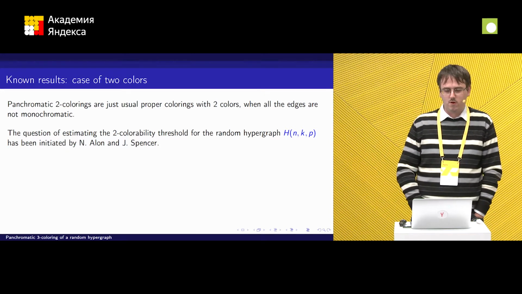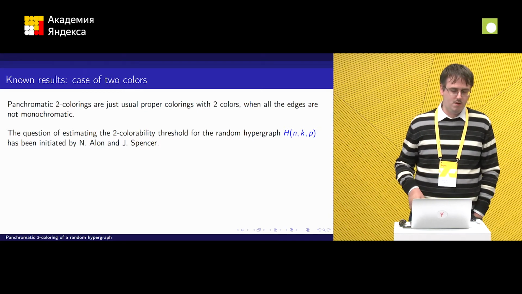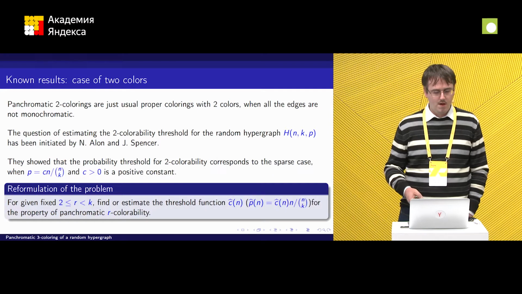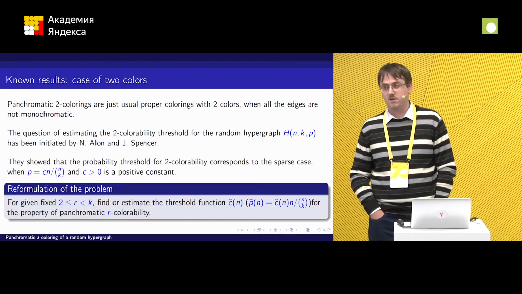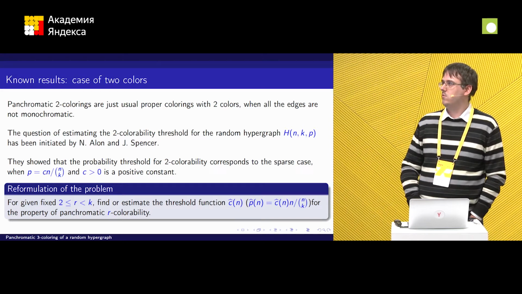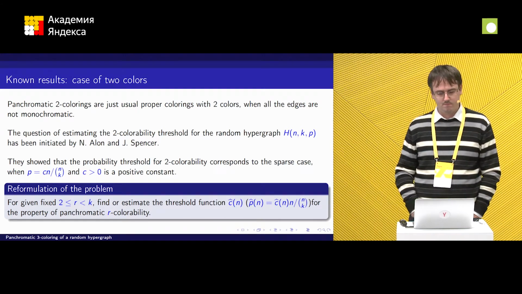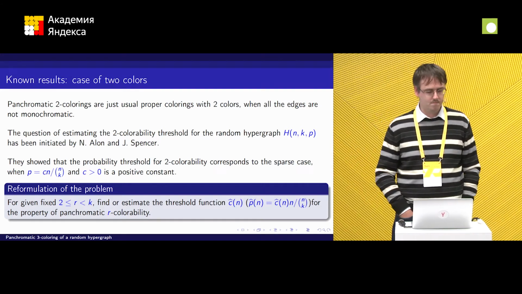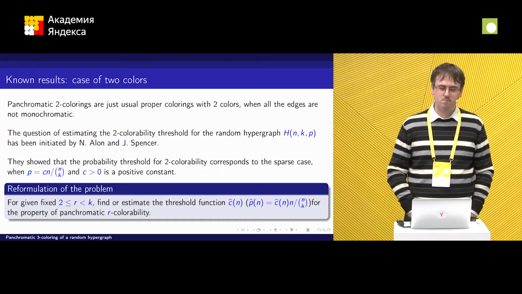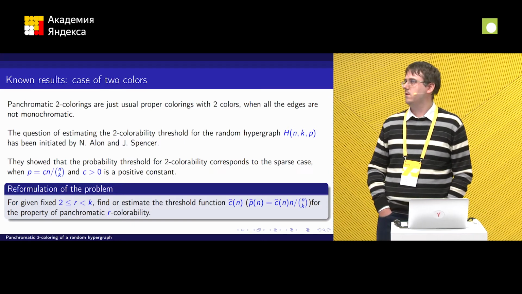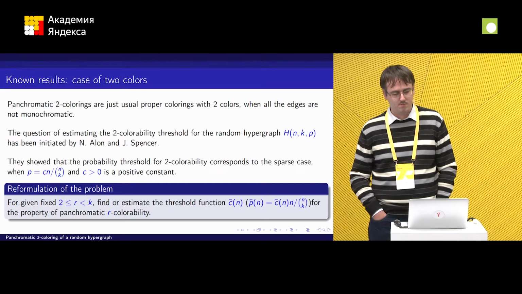And the question of estimating the probability threshold for 2-colorability of random hypergraphs was initiated by Alon and Spencer. And they showed that this probability corresponds to the sparse case. What does it mean, sparse case? In this case, we have a linear number of edges. So our probability p is equal to a constant times n divided by n choose k. So if you calculate the expected number of edges in our hypergraph, it will be equal to Cn. And C here is a positive constant.